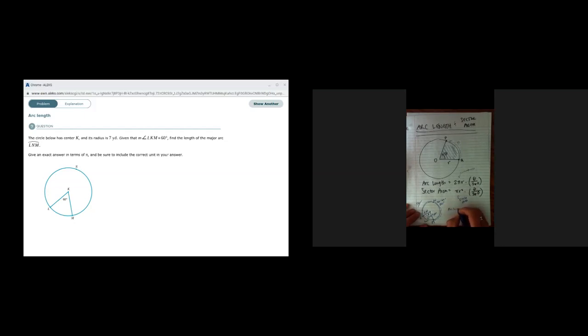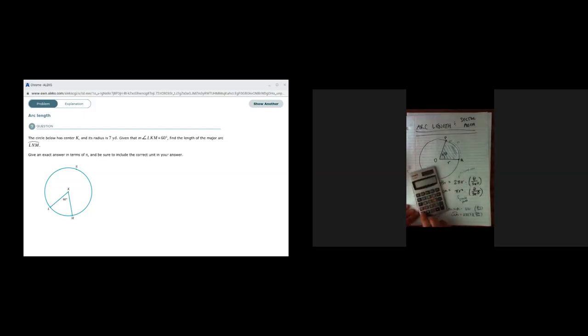All right, arc length. So arc length is 2 pi r times our theta divided by 360. The theta, again, is the measure of the arc we're looking for here. LMN is 300 degrees. So for the length of the major arc, this time we will not put the little m in front that indicates measure, since we're talking about the length here. The length of LMN is 2 pi times the radius, which is 7, times theta over 360. Theta over 360 is 300 over 360.